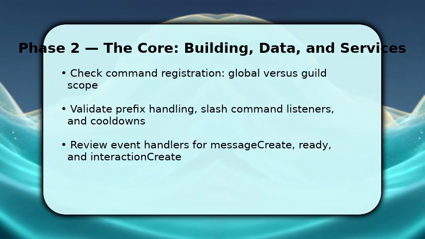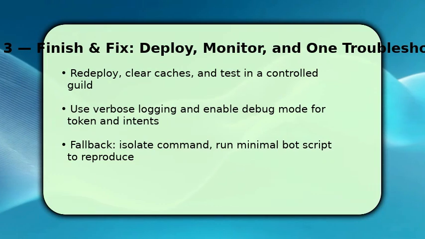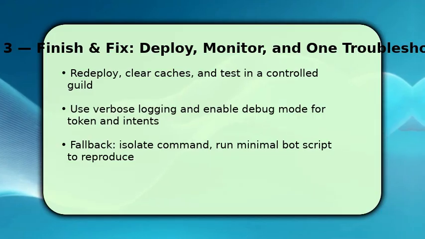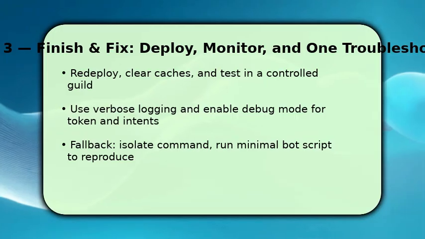To finish, redeploy your bot and run tests in a test guild with a simple account. This isolates permission or caching issues. Make sure to clear any local or CDN caches and enable verbose logs so you see token rejections, intent errors, and rate limits. If problems persist, isolate one command and run a minimal bot script locally.